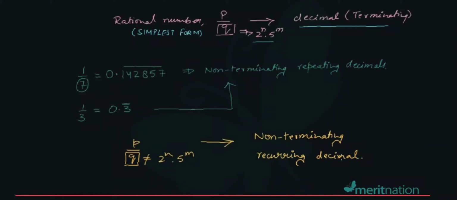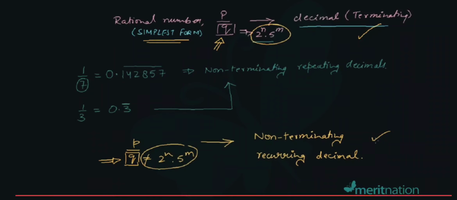So bottom line, just remember this. In order to identify whether a number is a terminating decimal or a non-terminating decimal, you just need to see the denominator of the given rational number every time. Just see the denominator of the rational number given when the rational number is expressed in the simplest form. If the denominator is of the form 2 to the power n times 5 to the power m, it will be terminating. If it is not of that form, it will be a non-terminating recurring decimal. So this was all about the relationship between rational numbers and their decimals.